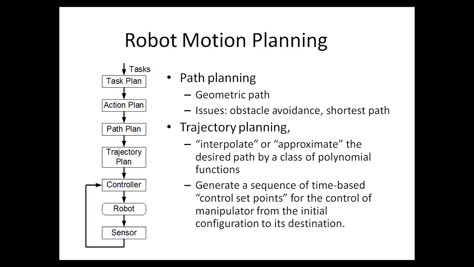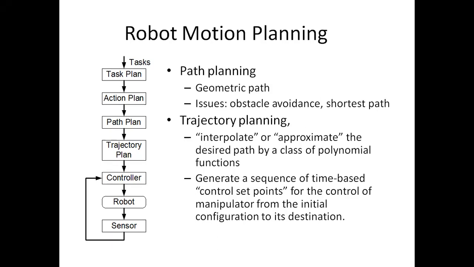So usually what we do is we have to define the task. From the task we go for the task plan. From the task plan we come to an action plan. From the action plan we have a path plan. From the path plan we have a trajectory plan. And finally we have a controller, followed by the robot, and we have sensors. The sensors are given to the controller.